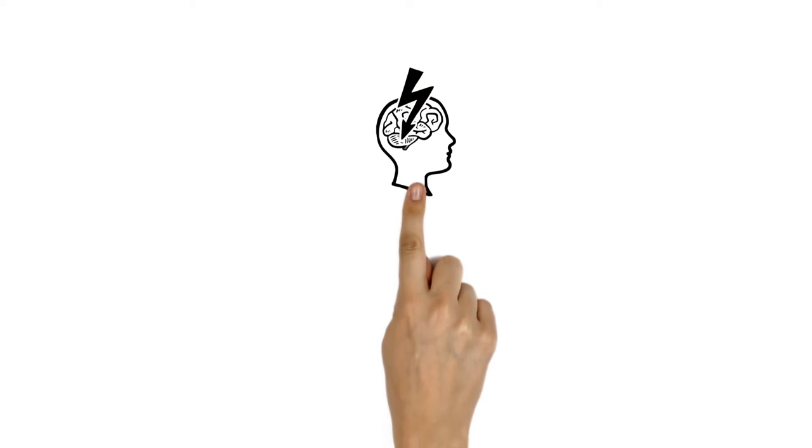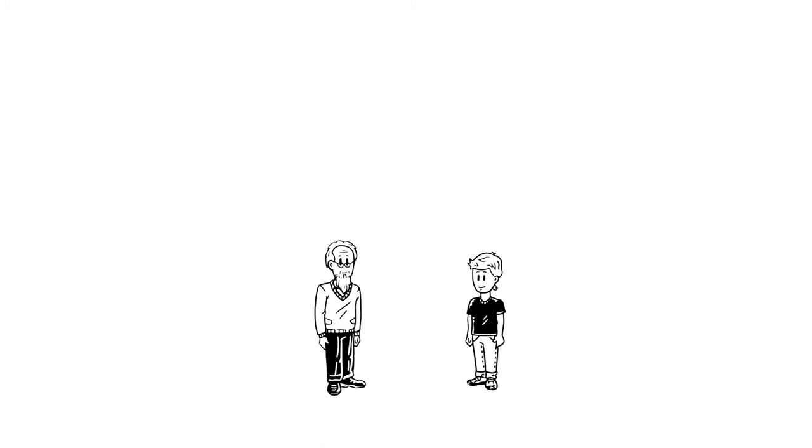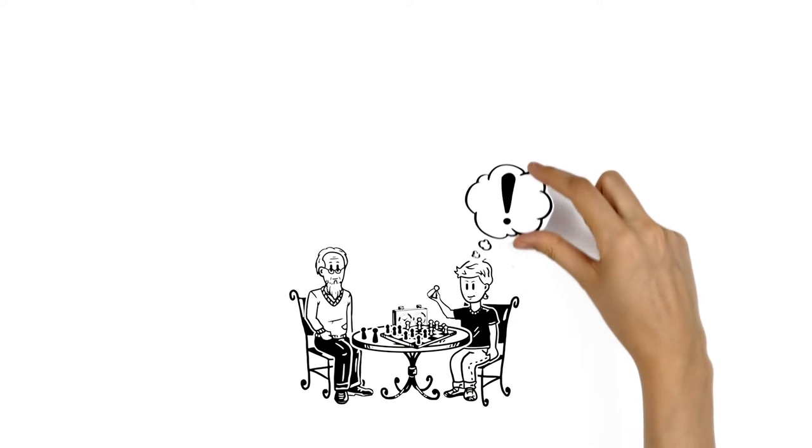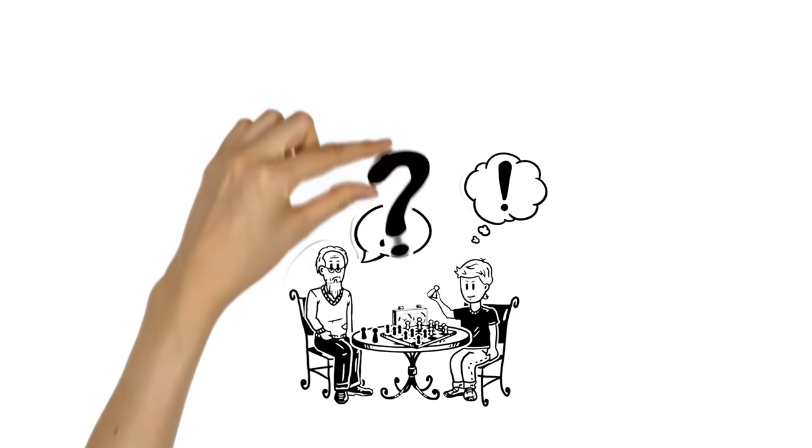We explain strokes and why acting fast is so important. This is Mike. Today, he's visiting his grandfather. They are playing chess, but suddenly, Mike notices something very strange. His grandfather can't speak properly, and his face looks different. What is going on?